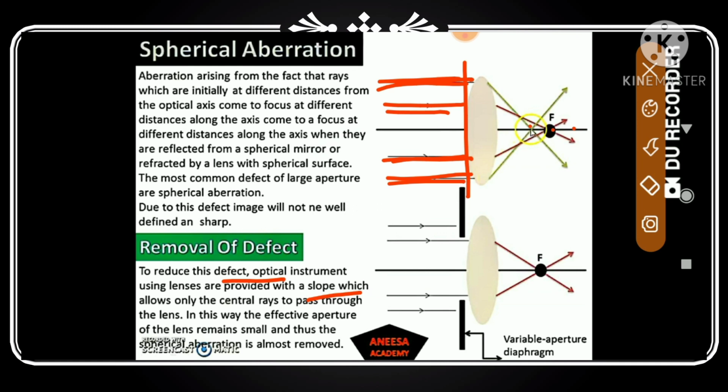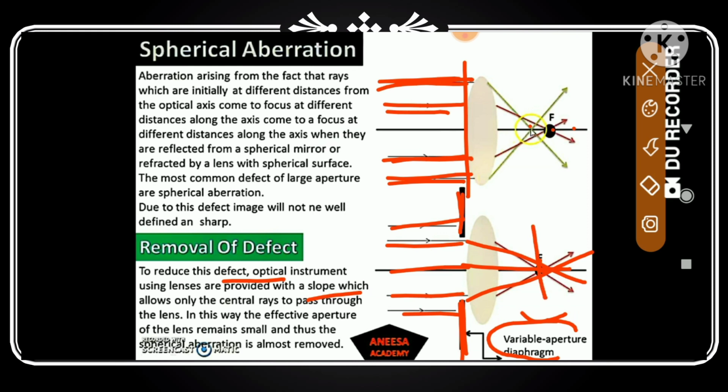So now we have to remove the defect. What do we have to do? We use an optical instrument such as stops or a variable aperture diaphragm. See here, there is a variable aperture diaphragm. We are using this one, and then we remove the outside rays. We allow only the inside rays. Then what image do we get? A bright image, and the correct, well defined image.